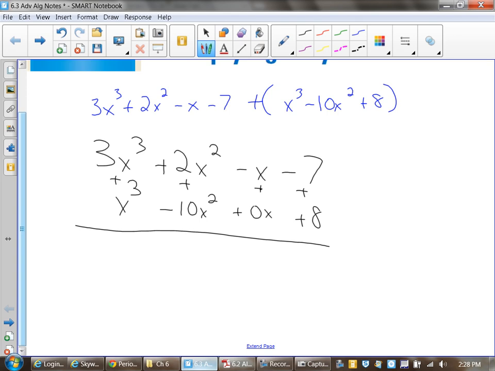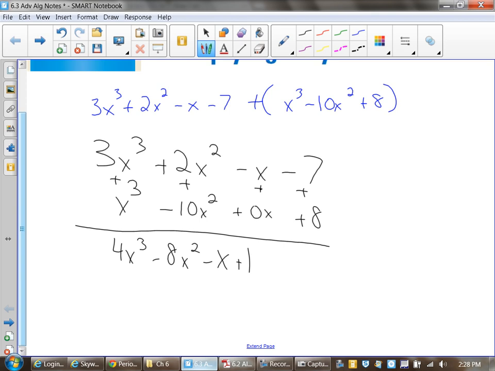This is where it gets real tricky. Ready? 3 plus 1, 4. 2 plus negative 10, negative 8. Negative 1 plus 0, negative 1. Negative 7 plus 8, 1. So you literally just combine the like terms. That's all you're doing. For addition, it's nothing more than combining like terms.